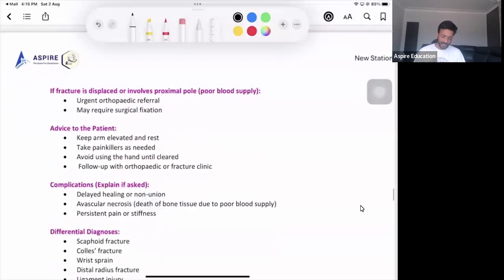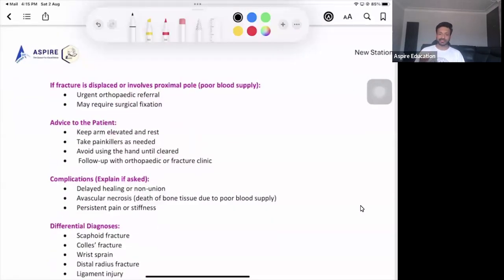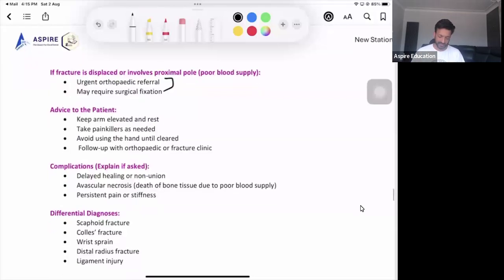Yeah. And once the X-ray is done, you will see if the fracture is displaced or not. If it is displaced, obviously, then we have to go for urgent orthopedic referral and maybe surgical fixation. We have to do it. Advise the patient to keep the arm elevated, take the painkillers, avoid using the hand until cleared, and follow up with the fracture clinic. So these are the things that you can mention.